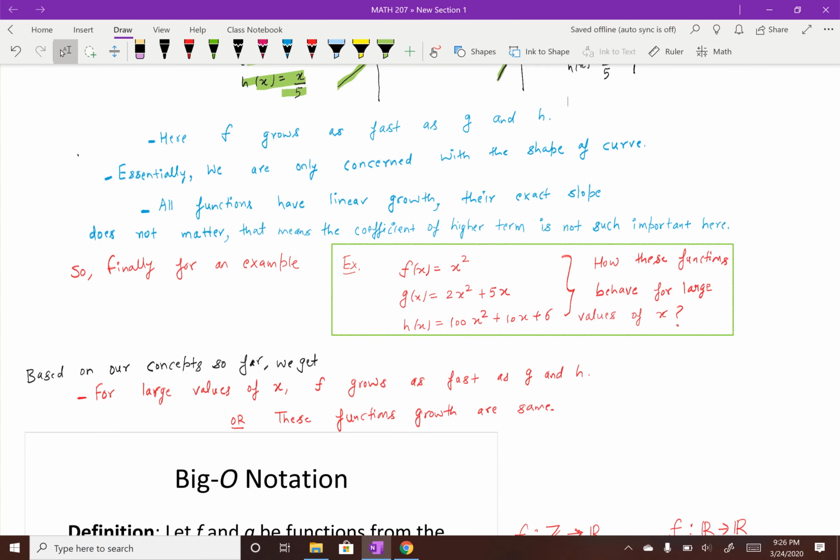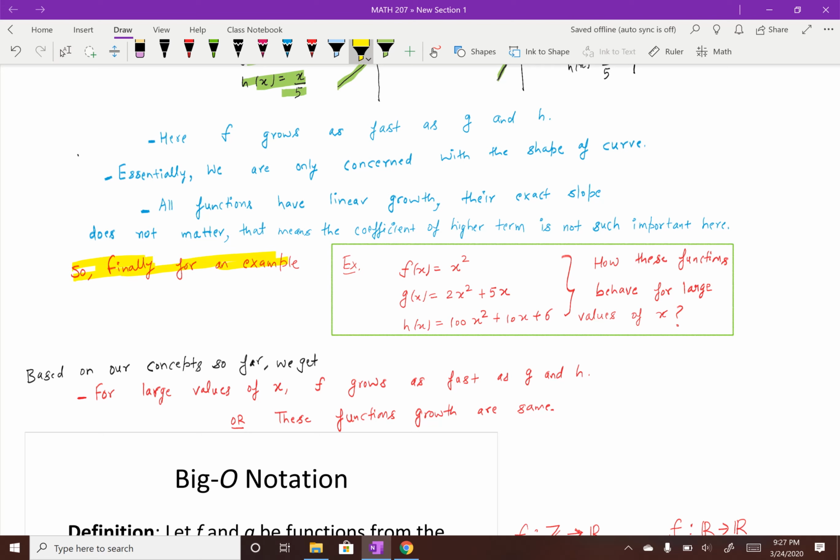So finally, I developed this concept that when I'm going to decide the growth of a function, the lowest order terms and the coefficient of the highest order term are not going to play any role in deciding the growth of that function. The growth of a function is always dictated by the highest order term present in that expression. So finally, I take an example.